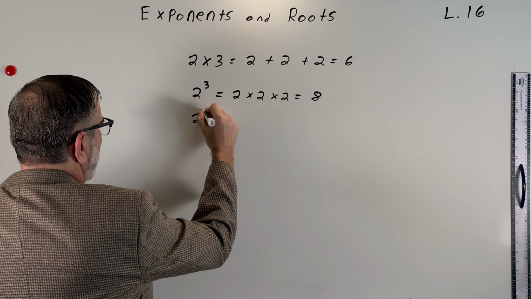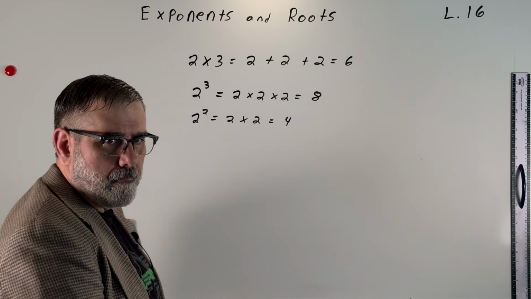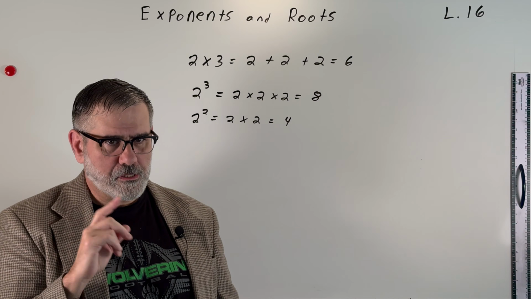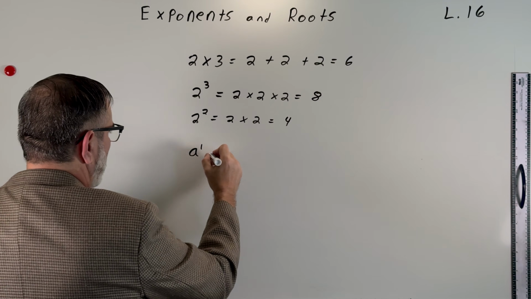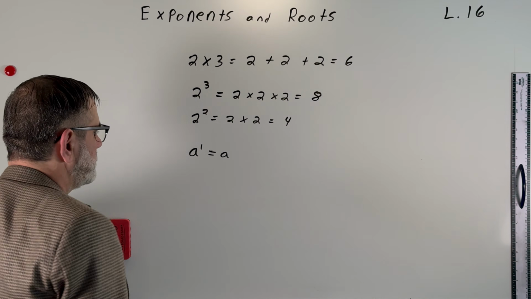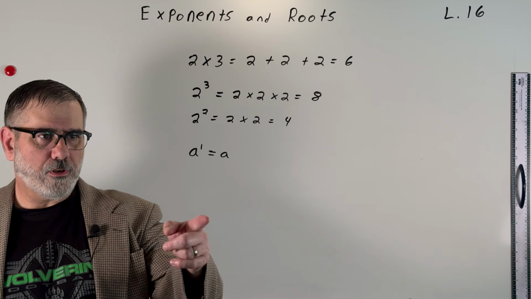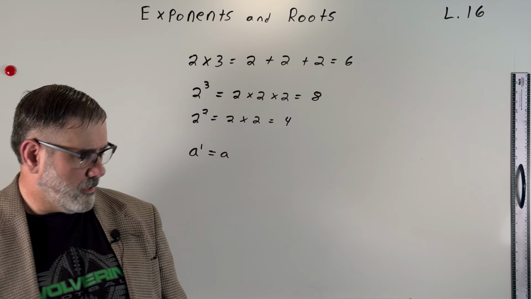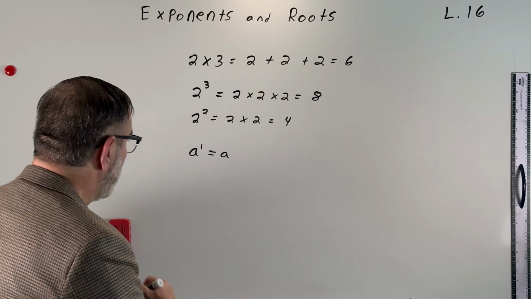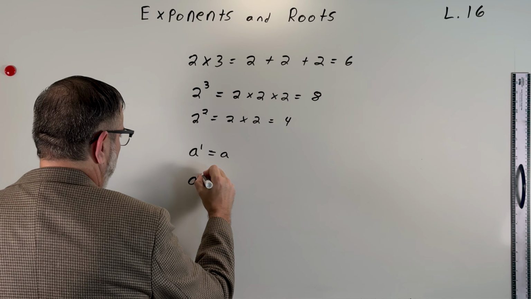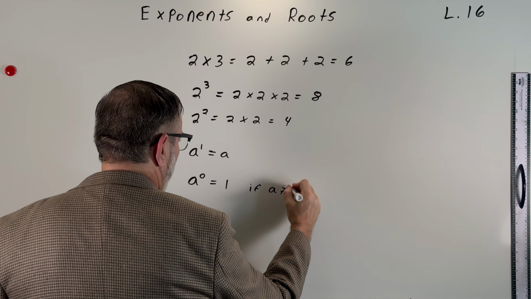2 squared would be 2 times 2, which is just 4. Now there are some special definitions that you should be aware of. A to the first power is just equal to A. So 2 to the first power, 2. 3 to the first power, 3. What is 7 to the first power? 7. Good. Another definition you need to be aware of, and it's not important for the y's of this, but any number A raised to the 0 power is equal to 1 if A is not equal to 0.